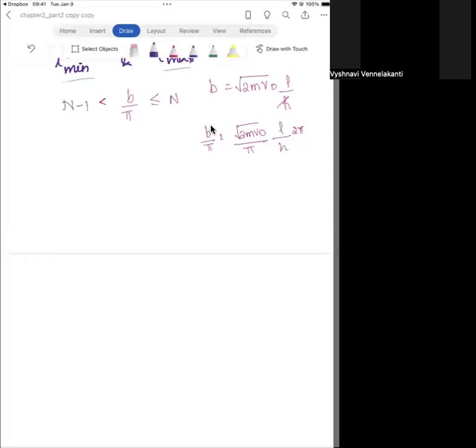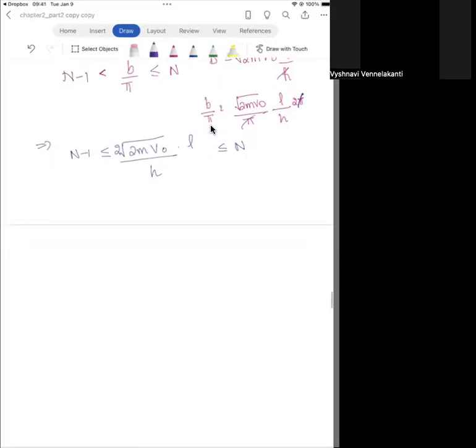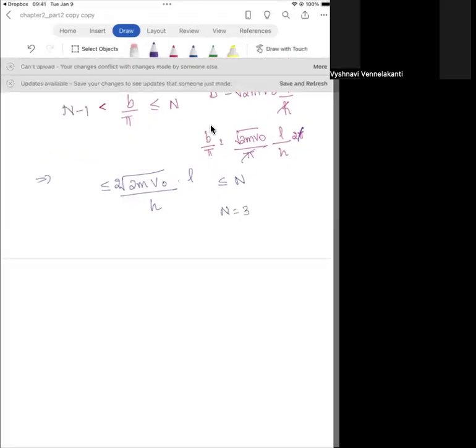So now let's just cancel out the pi. That brings us to n minus 1 plus some equal to root 2m V0 times L, bringing the 2 to the front, by h plus some equal to that. And we know n is equal to 3, so we can basically write this as 2, and we can write this as 3.